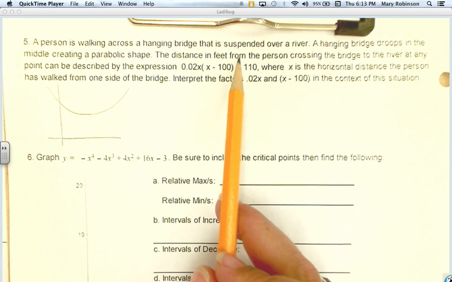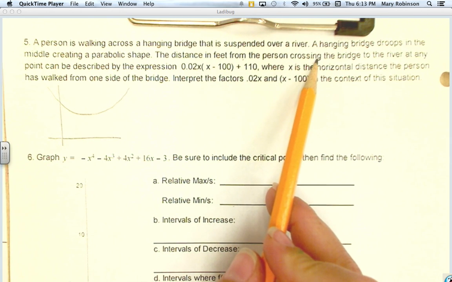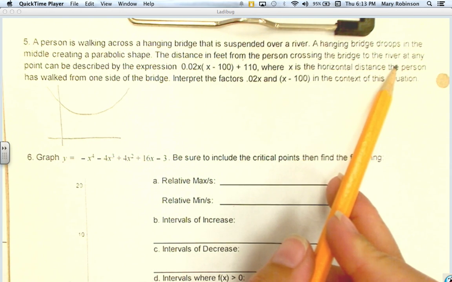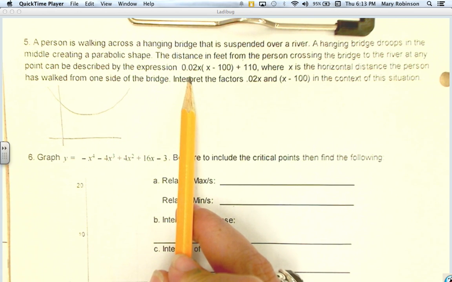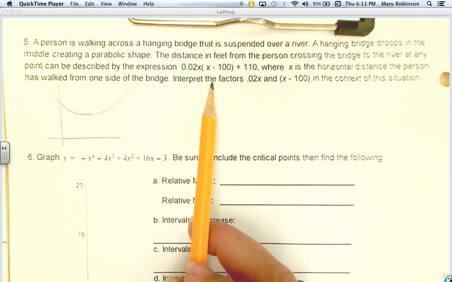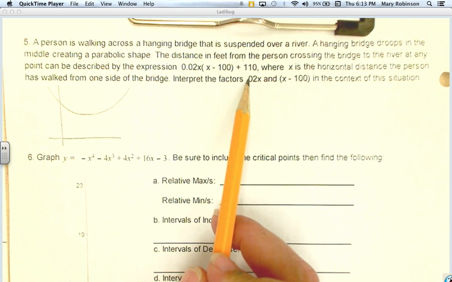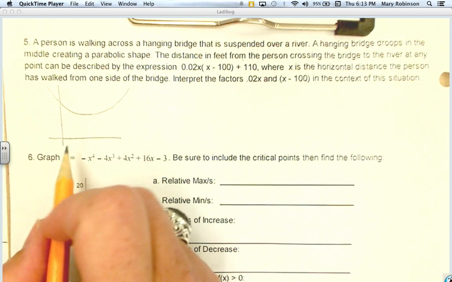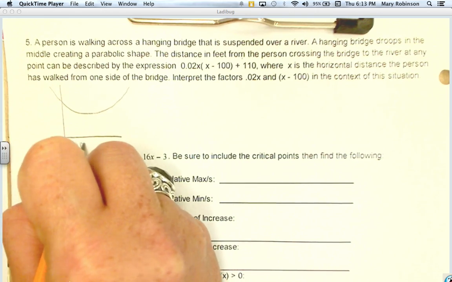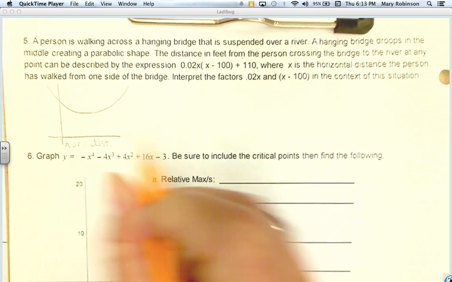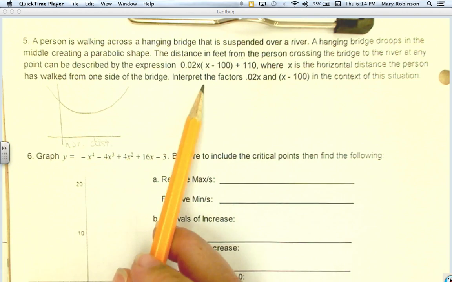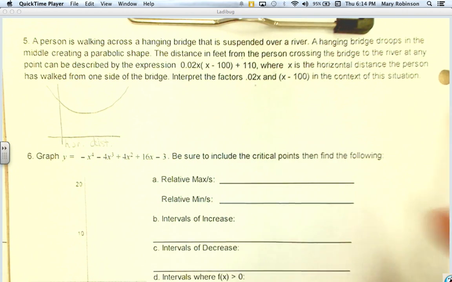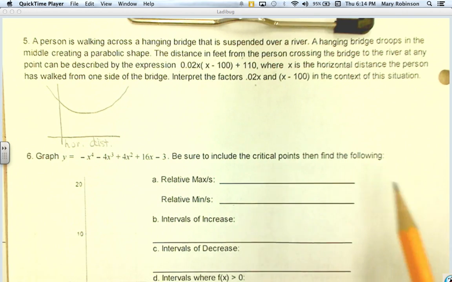The distance in feet from the person crossing the bridge to the river at any point can be described by the expression 0.02x times the quantity x minus 100 plus 110, where x is the horizontal distance the person has walked from one side of the bridge. Interpret the factors in the context of the situation.